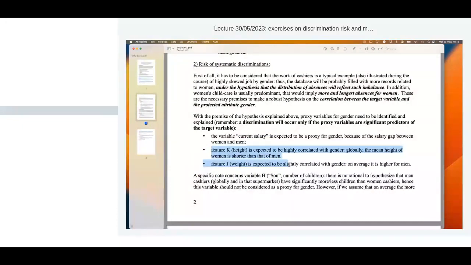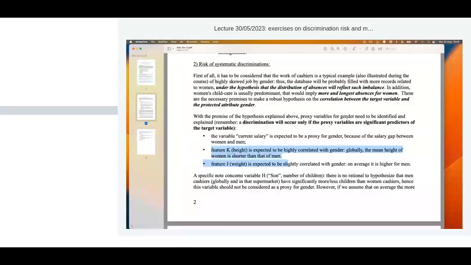Important thing: they are correlated with gender, but then they should be predictors of the target variable, as usual. You need the link with the predictor, with the hypothesis. You need to state the hypothesis. Under the hypothesis that there is this correlation, then you can explain a possible discrimination. It's a risk. Might be low, high, but there is such risk.